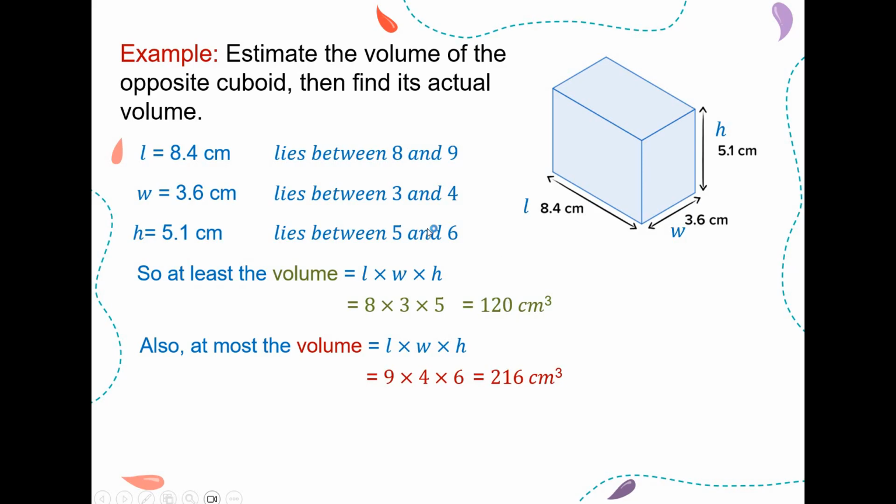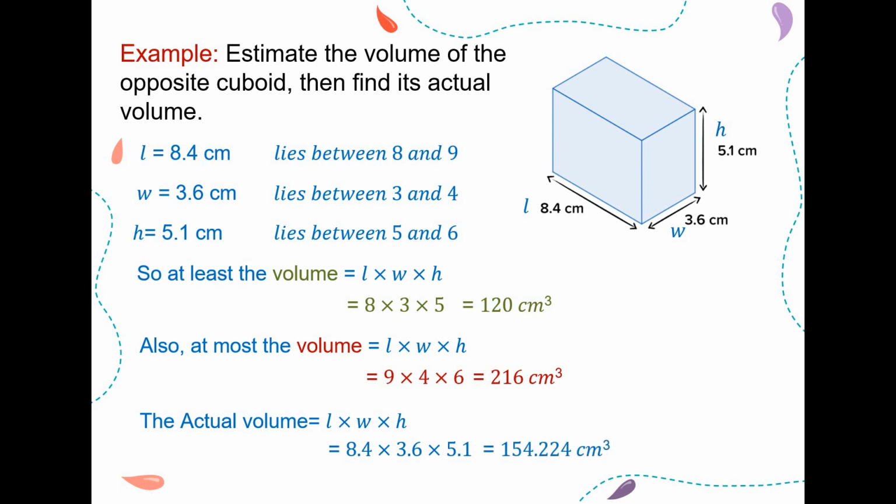Let's check if our estimation is right by finding the actual volume. The actual volume means what? The real volume. It means I will use my dimensions as they are. So I will multiply length times width times height, which are 8.4 times 3.6 times 5.1. In your rough work, you can find that the answer is 154.224 centimeters cubed.